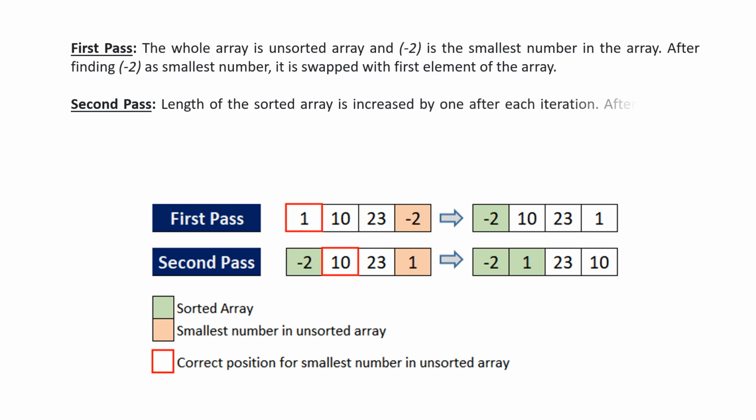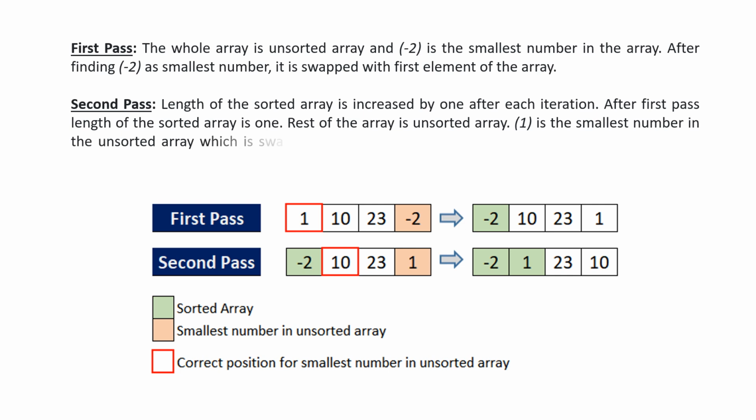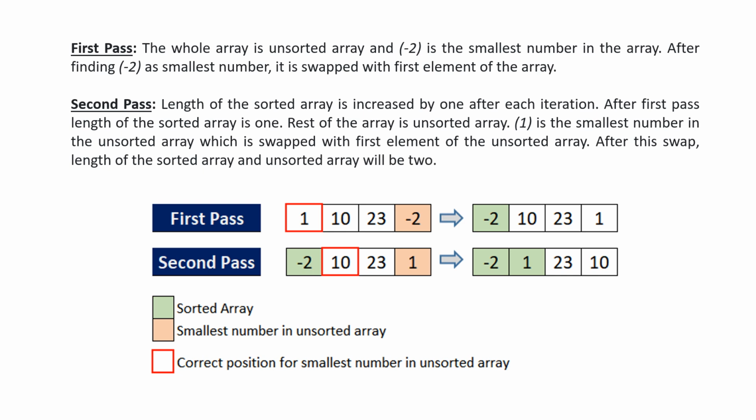In the second pass, the length of the sorted array is increased by 1 after each iteration. After the first pass the length of the sorted array is 1, and the rest of the array is unsorted. 1 is the smallest number in the unsorted array, which is swapped with the first element of the unsorted array, and after this swap the length of the sorted array becomes 2. So this is the result after the second pass, kindly observe this.